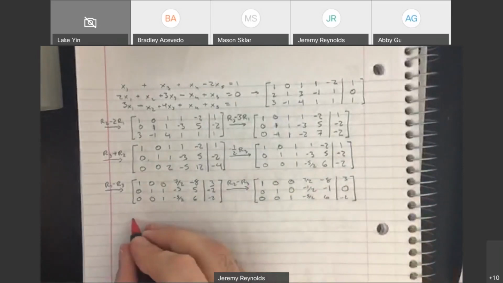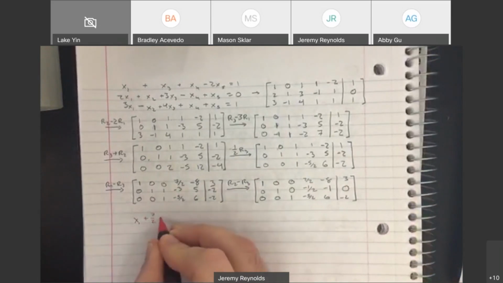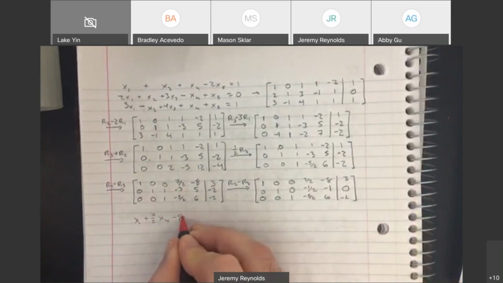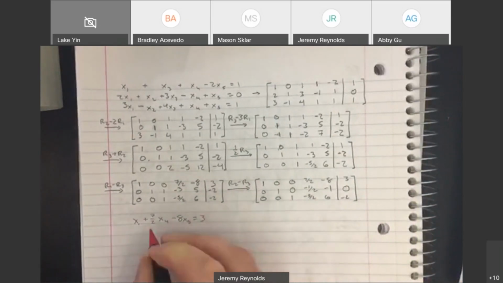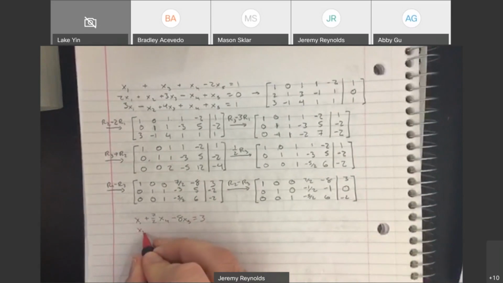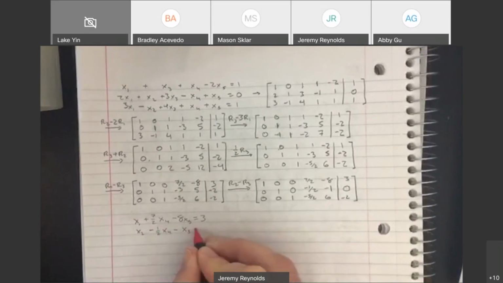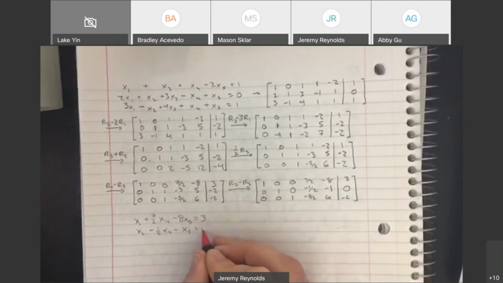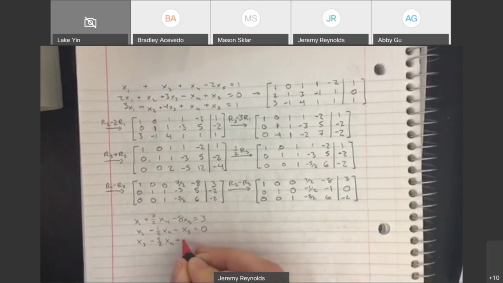So if we were to write this out, you see that x1 plus 7 halves x4 minus 8x5 equals 3. x2 minus 1/2 x4 minus x5 equals 0. And x3 minus 5 halves x4 plus 6x5 equals -2.